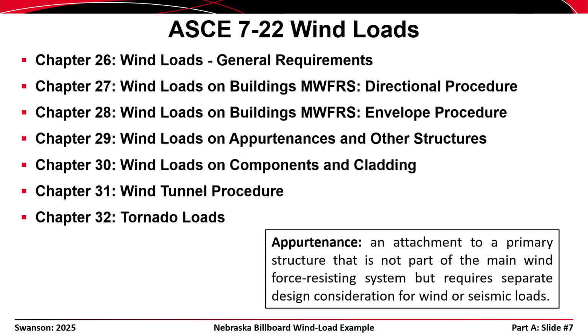Chapter 29 of the provisions is most directly applicable to our current problem in that our billboard structure is classified as an other structure. For those of you who are interested, the procedure in Chapter 29 for appurtenances and other structures is quite similar to the directional procedure for buildings in Chapter 27, which makes this billboard example a good starting point for learning wind loads as they're applied to buildings.